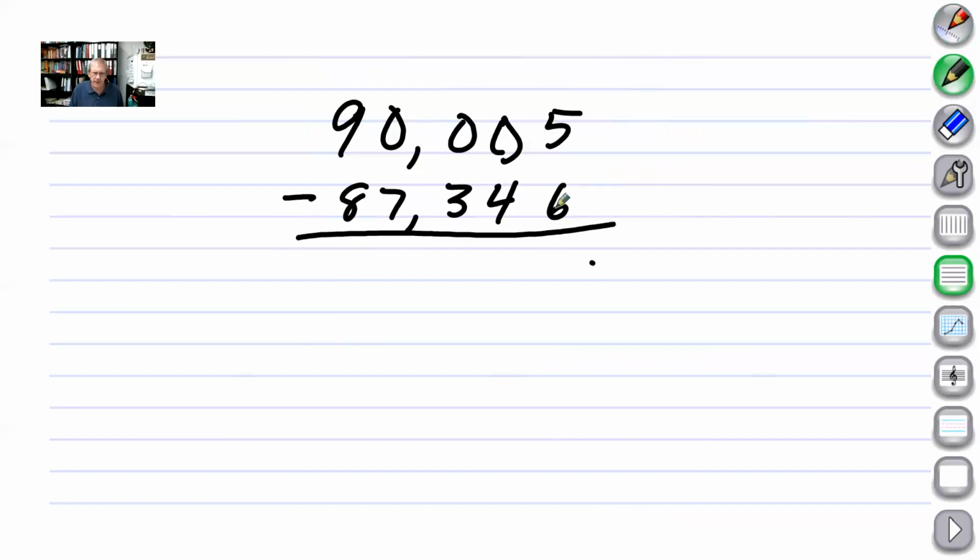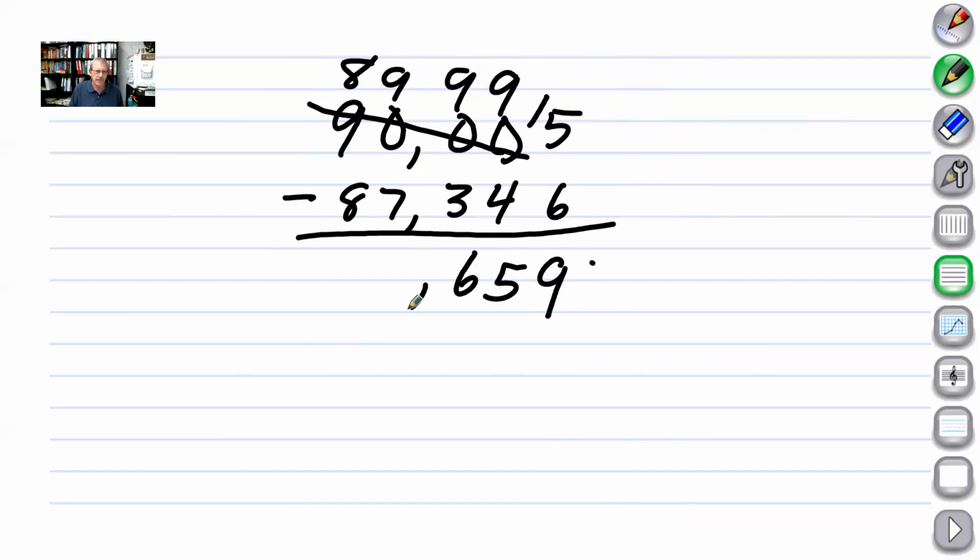Okay, can't borrow. I look at this number here. 1 less than 9,000 is 8,999. And put the 1 right there. 8,000, I just go to the 9. And now I can subtract. Maybe that's how you've been doing it, which is great. And maybe you haven't ever tried it this way, which is something to try. So there's my answer, 2,659.